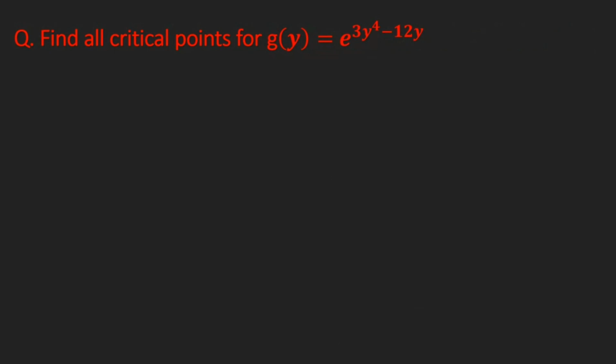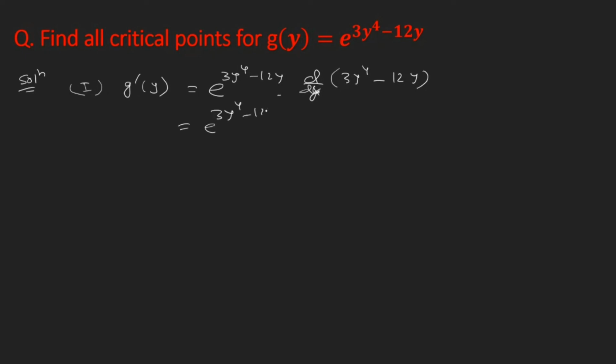Find all critical points for g(y) equals e to the power 3y to the power 4 minus 12y. So we need to apply the chain rule here. So step 1, g dash y is equal to e to the power 3y to the power 4 minus 12y, then the derivative d/dy of 3y to the power 4 minus 12y, which is 12y to the power 3 minus 12.